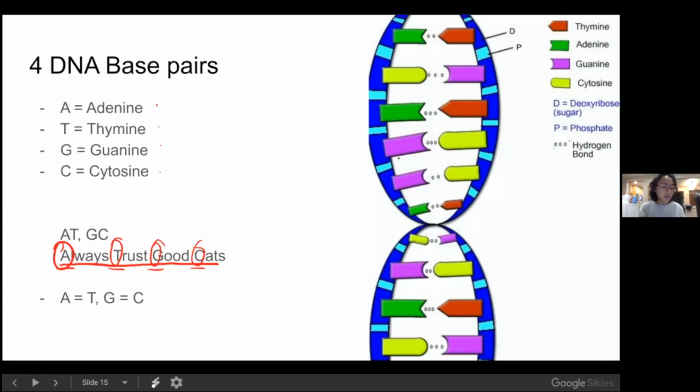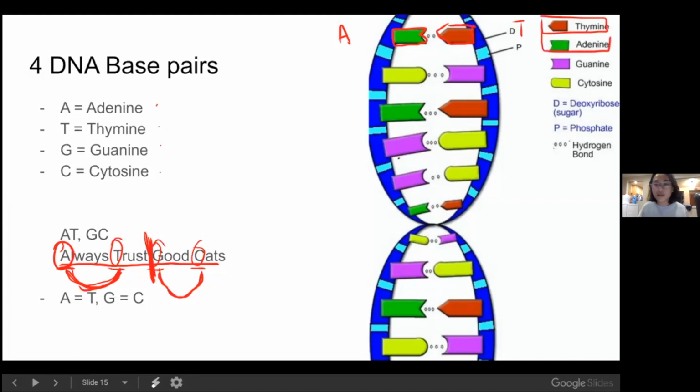So in DNA, adenine always matches with thymine. Guanine always matches with cytosine. So what this means is that here we have an adenine on one side of DNA. Knowing always trust good cats, I can expect that this adenine is going to pair up with a thymine. And in this case, yes, it did.